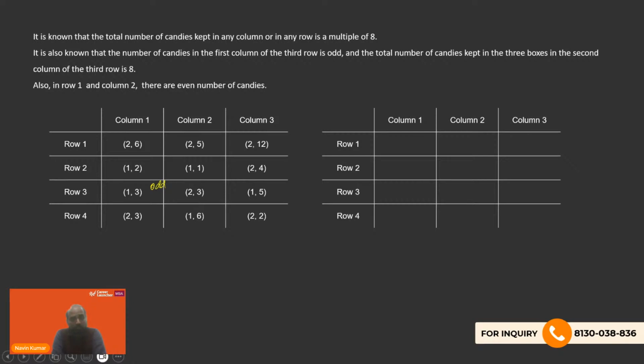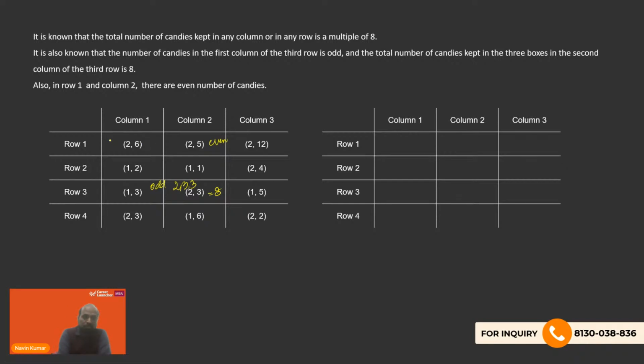Odd candies total overall. Total number of candies kept in the 3 boxes in the second column of the third row is 8. So this is 8, which we have already seen can be formed only by taking 2, 3, 3. Also in row 1 and column 2, there are even number of candies. So this has to be even. Right? Now what we are going to do is see the range of the candies that we can have in every row column combination.